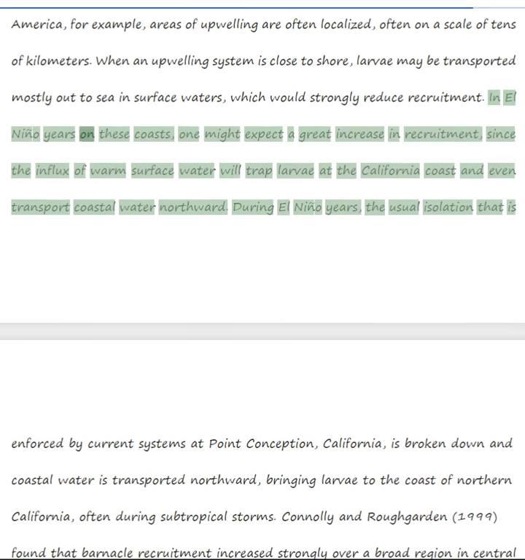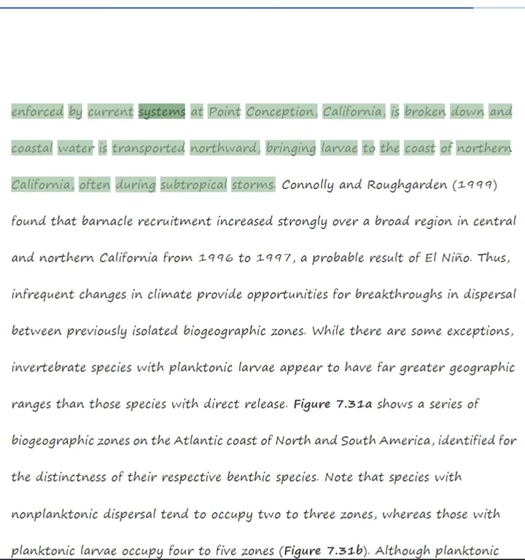In El Niño years on these coasts, one might expect a great increase in recruitment, since the influx of warm surface water will trap larvae at the California coast and even transport coastal water northward. During El Niño years, the usual isolation enforced by current systems at Point Conception, California, is broken down, and coastal water is transported northward, bringing larvae to the coast of Northern California, often during subtropical storms.